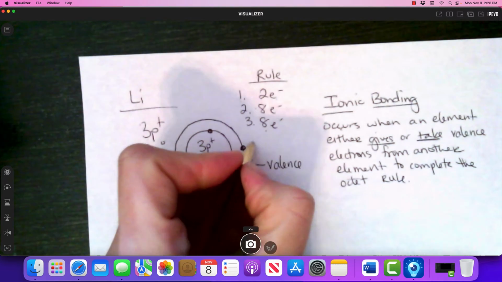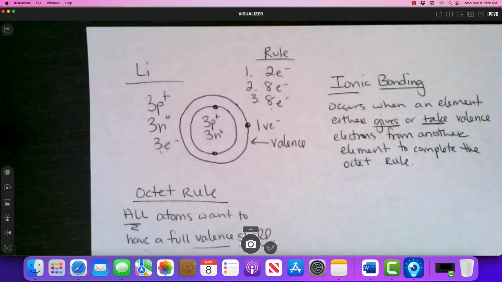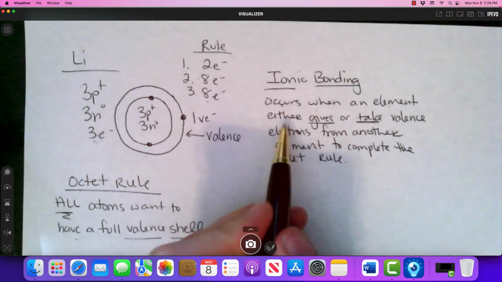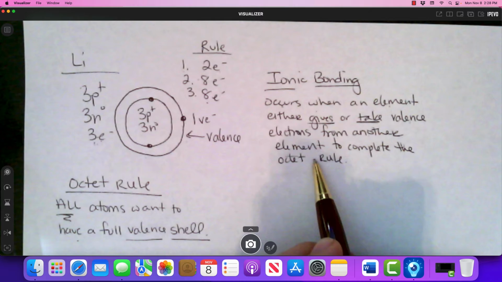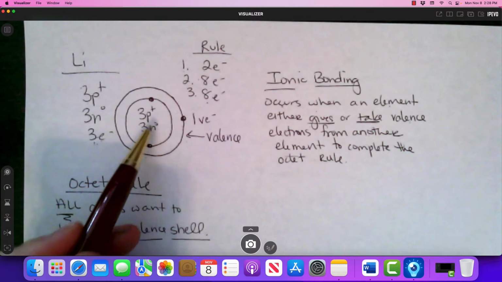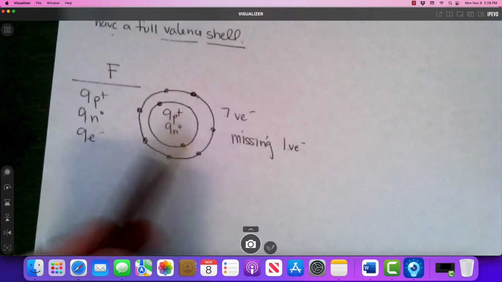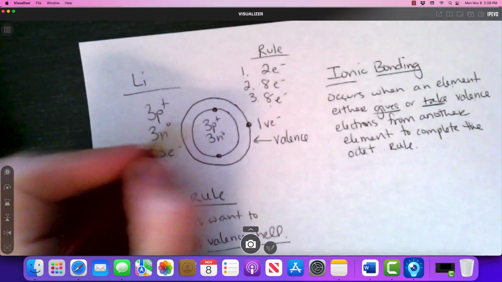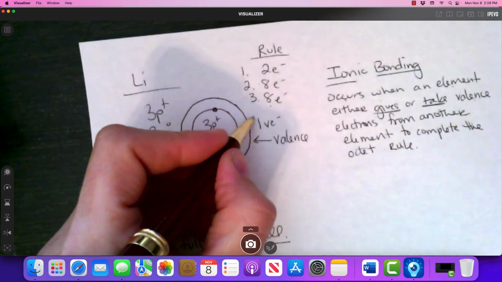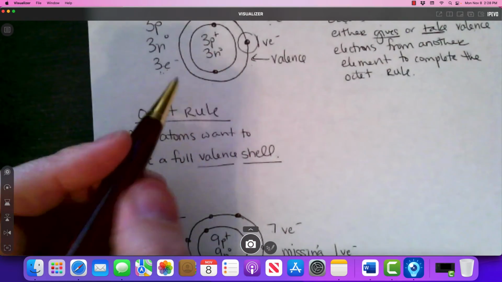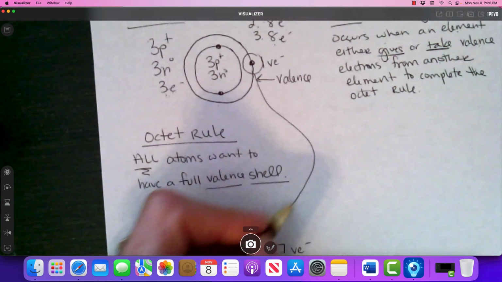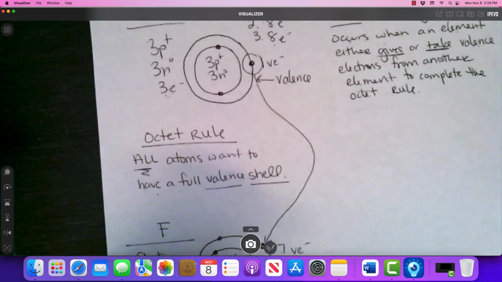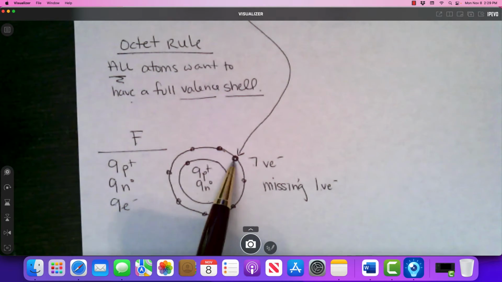Well, it just so happens that lithium has 1 valence electron. So ionic bonding occurs when an element gives or takes valence electrons from another element to complete the octet rule. So lithium doesn't have a complete octet rule. Fluorine doesn't have a complete octet rule. Well, what if lithium says, hey, I'll give you my valence electron. So what's going to happen is lithium is going to give away its 1 valence electron to complete the octet of fluorine.